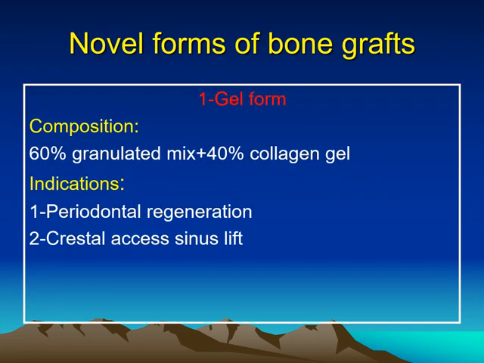The novel forms of bone grafts are present in the form of gel. Composition is 60% granulated mixed plus 40% collagen gel. It is indicated for periodontal regeneration and crestal access.